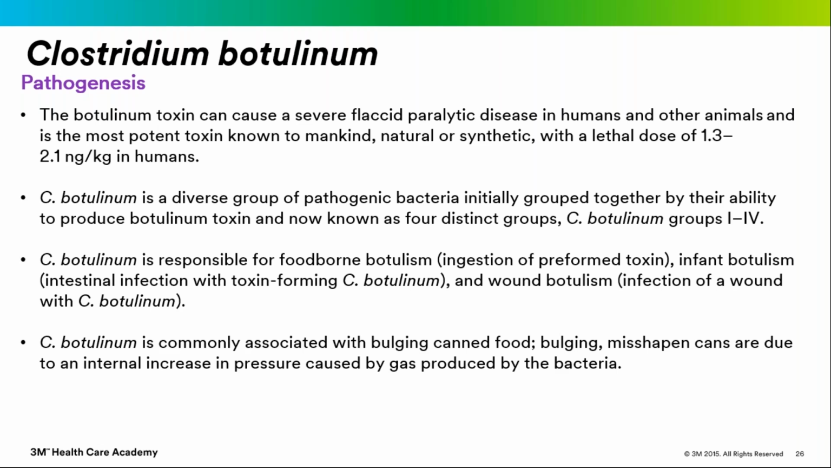Clostridium botulinum is a diverse group of pathogenic bacteria initially grouped together by their ability to produce botulinum toxin and now known as 4 distinct groups, which are Clostridium botulinum groups 1 to 4. C. botulinum is responsible for foodborne botulism, the ingestion of preformed toxin; infant botulism, which is the intestinal infection with toxin-forming C. botulinum; and wound botulism, which is the infection of a wound with Clostridium botulinum. Clostridium botulinum is commonly associated with bulging canned food. Bulging, misshapen cans are due to an internal increase in pressure caused by gas produced by the bacteria.